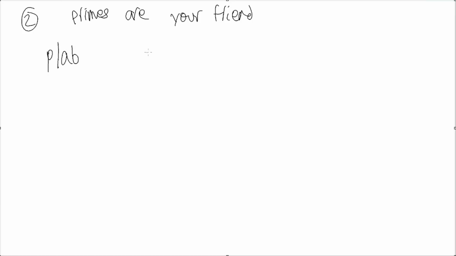Now let's look at the second idea. And this idea, let me go ahead and draw here, is that primes are your friend. And what do I mean by this? Well, we already know from the very start of this entire course that primes are some of our favorite numbers in number theory. And this property that you're going to see here will make you love primes even more. And it is the following. If P divides AB, then either P divides A or P divides B.